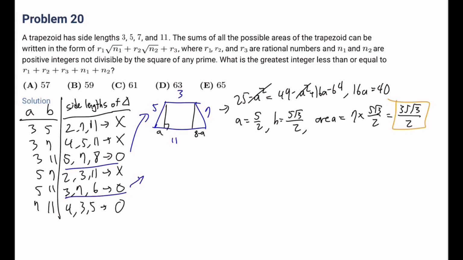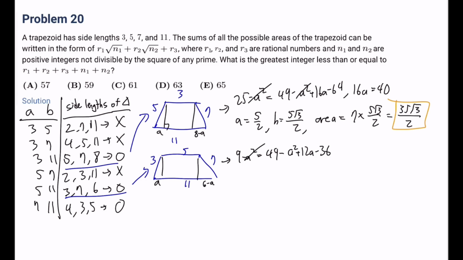That's going to look something like this, and it's going to be 3 and 5 and 7 and 11. And let's do the same thing that we've done. This is A, and this is going to be 6 minus A. So this is going to give us 9 minus A squared equals 49 minus (6 minus A) squared, which is A squared plus 12A minus 36. This is all going to cancel, and this gives us that 12A equals negative 4. So A is going to equal minus 1 over 3.